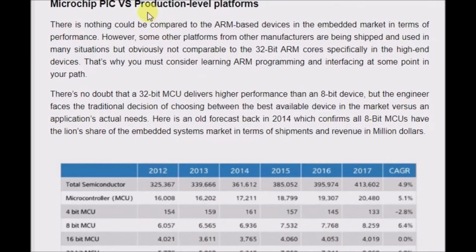Microchip PIC versus production-level platforms. There is nothing that could be compared to the ARM-based devices in the embedded market in terms of performance.